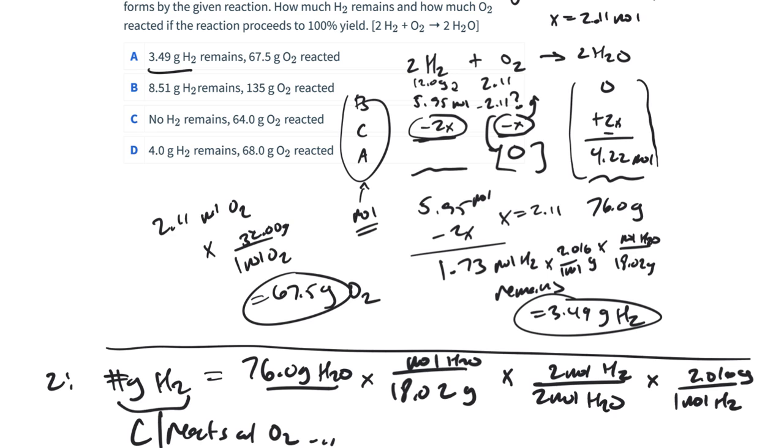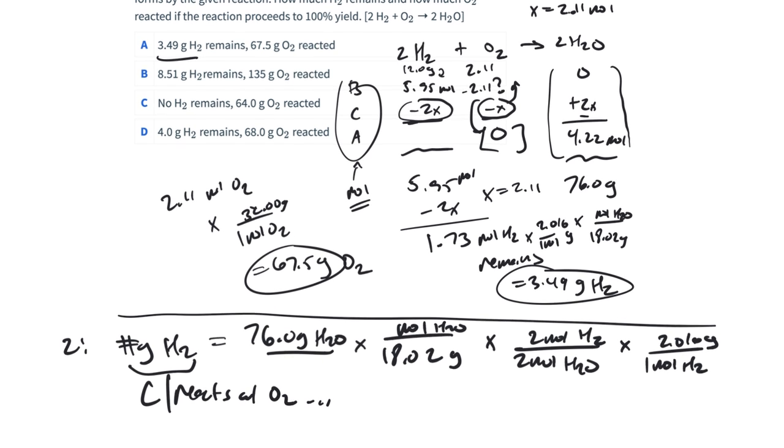So even though I like the chart here, it was pretty straightforward. Once we put the numbers in the chart, the answer was really right in front of our face as long as we understand it. It's really pretty easy this way too with the dimensional analysis. So I just go 76 divided by 18.02 times 2 divided by 2 times 2.016 is 8.50 grams.